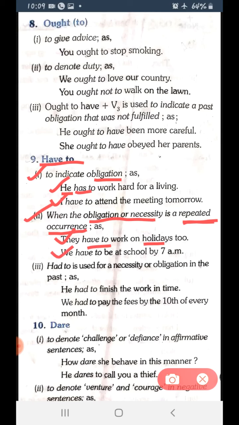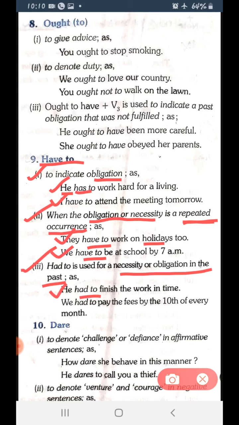Second example, we have to be at school by 7 a.m. Okay, we have to be at school by 7 a.m. Clear to everyone? Now point number 3. Had to is used for a necessity or obligation in the past. Okay, it shows a necessity or obligation in the past time. Example number 1. He had to finish the work in time.